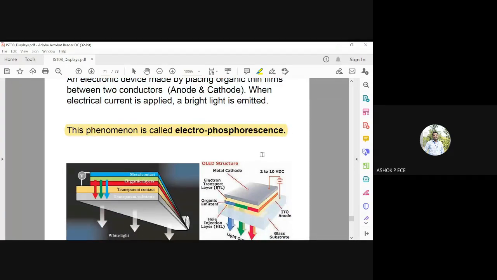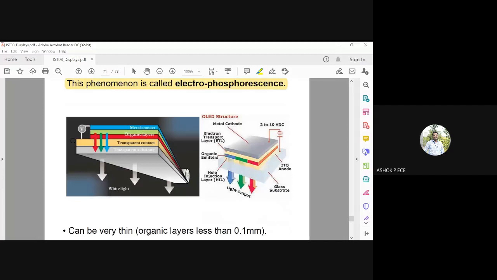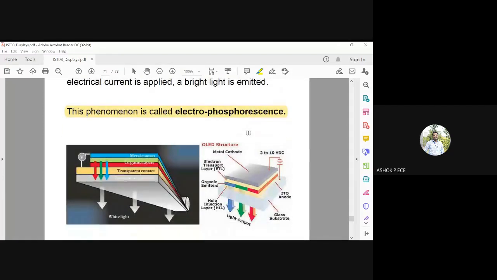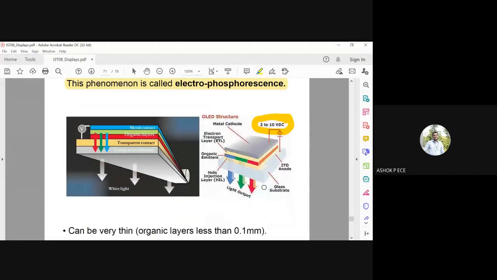Electrophosphorescence means the effect by which, by producing electric current, I produce a phosphorescence effect. Phosphorescence means I generate light. So the electricity is the cause, and phosphorescence is the effect. By giving a voltage between the cathode and anode, I am going to generate light. I am going to give 2 to 10 volts DC. You see here, you have a cathode and anode. Between the cathode and anode, you have organic emitters and a glass substrate for concentrating the light.